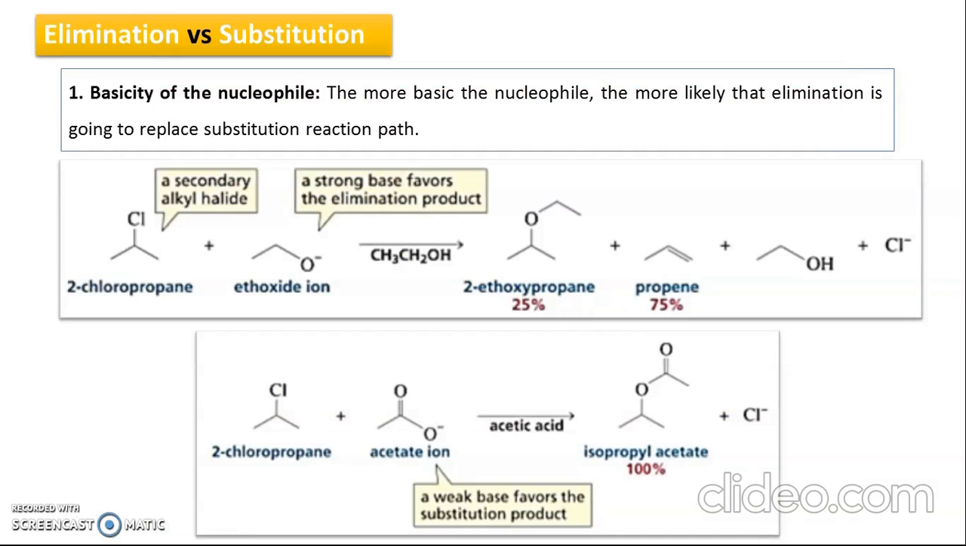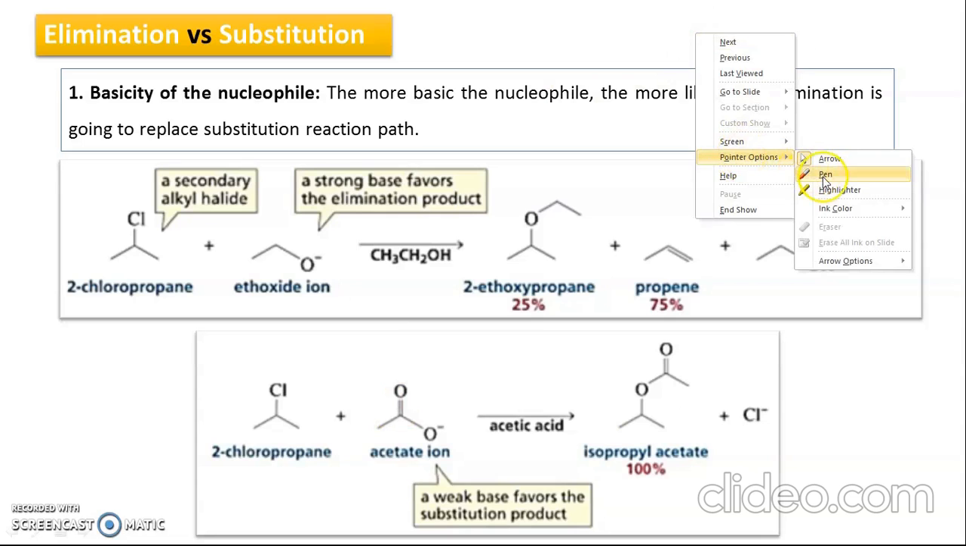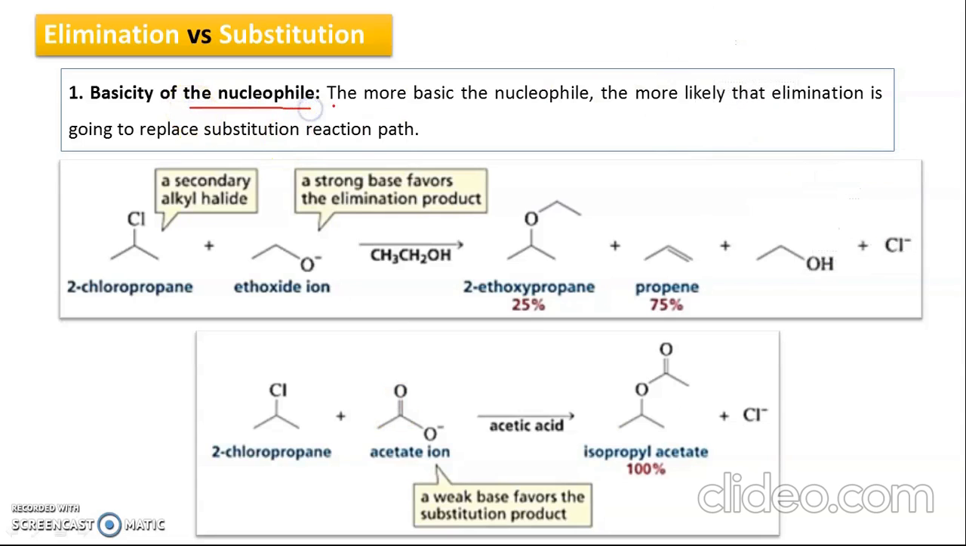What are the factors that lead to elimination or substitution? The first point is the basicity of the nucleophile. The more basic the nucleophile, the more likely that elimination will take place and substitution will be less. Obviously it is true, because what is the main difference between base and nucleophile? A base is a species that is always searching for a proton, but a nucleophile is a species that is always searching for an atom other than hydrogen. As in organic chemistry we always talk about carbon, that is the basic difference between base and nucleophile.